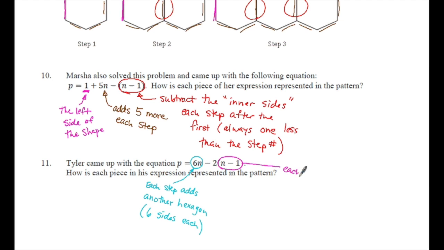Well, each step after the first one, again, that's why we go back to n minus 1. We would not do this for the first step, but every step after the first one, you would have to subtract 2 of those sides.